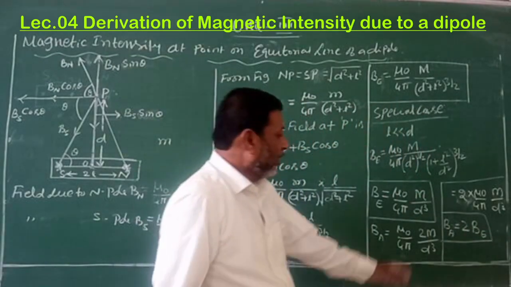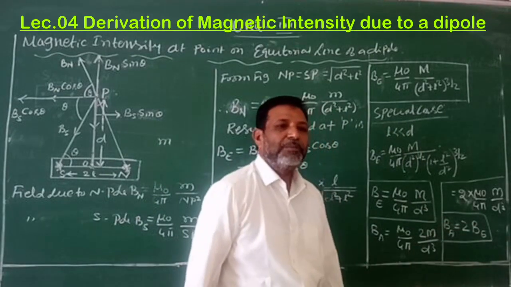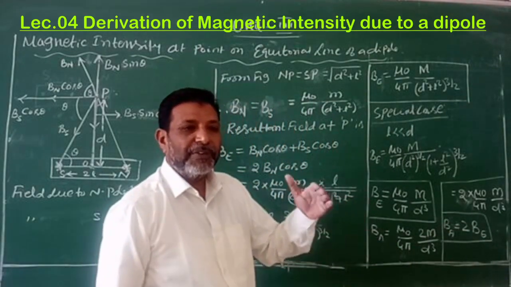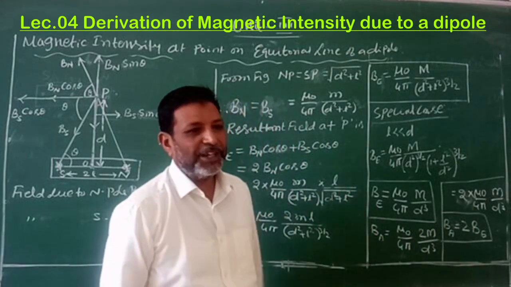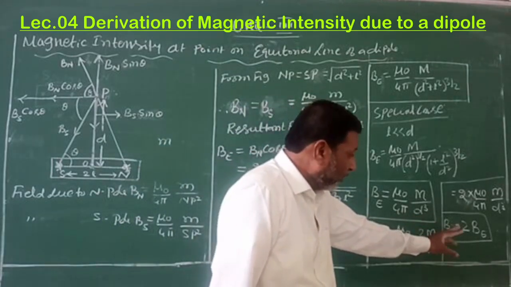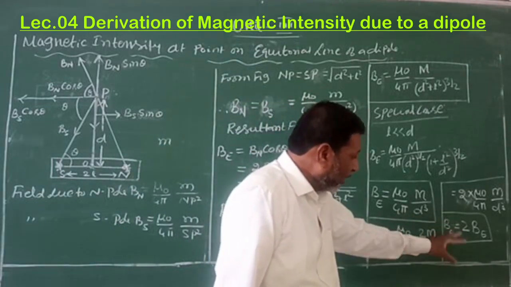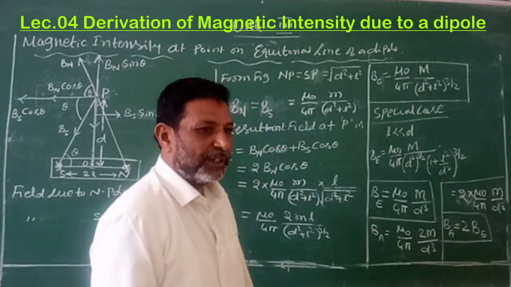That means the field along the axial line is 2 times or double the field along the equatorial line. It means the field on the axial line is always more than that on the equatorial line. Now, see, this is the relation between the field along the axial line and the equatorial line. This is the derivation we got.